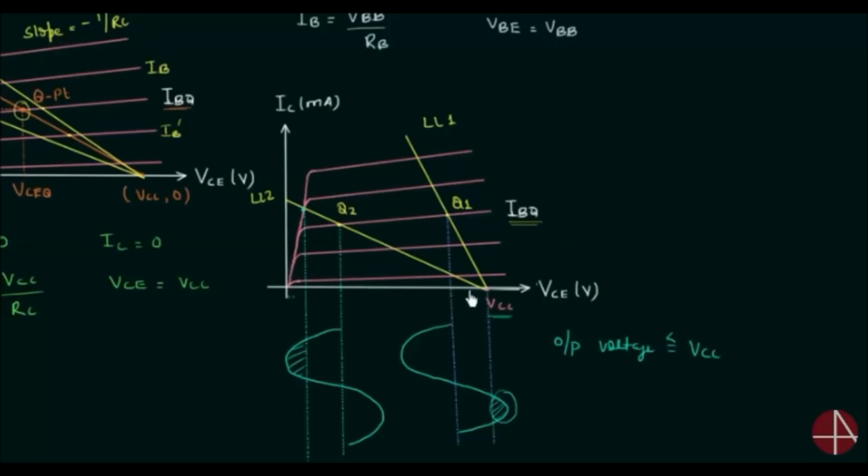For example, if this is the load line, then this is the operating point, let's say it is Q, and in this case if we plot the amplified output signal, then you can see there is no distortion, and we have distortion free amplified output signal. So this is the faithful amplification of the input signal, and because of this, operating point must remain in the center of the active region.